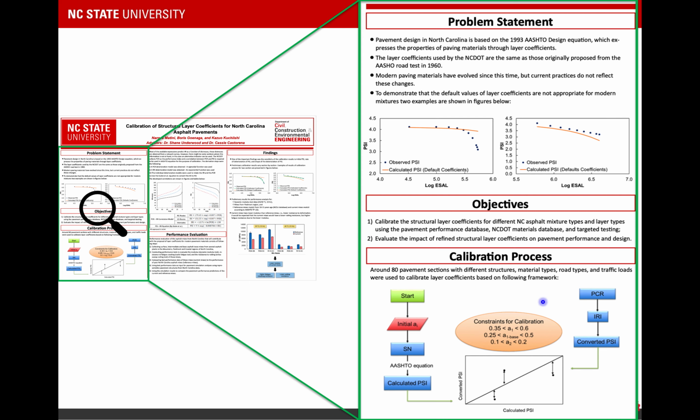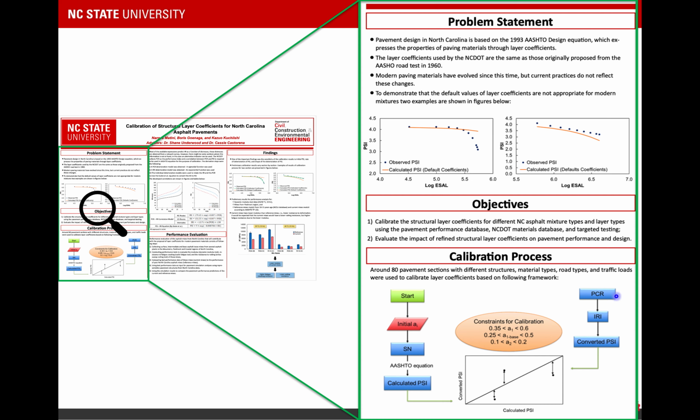The calibration process that we are using is summarized in this flow chart here. We calculated PSI for about 80 pavement sections with different structures and road types. We used the AASHTO equation and we started with initial values for layer coefficients. Then we changed those coefficients until the calculated PSI matched with the PSI converted from PCR for those sections.